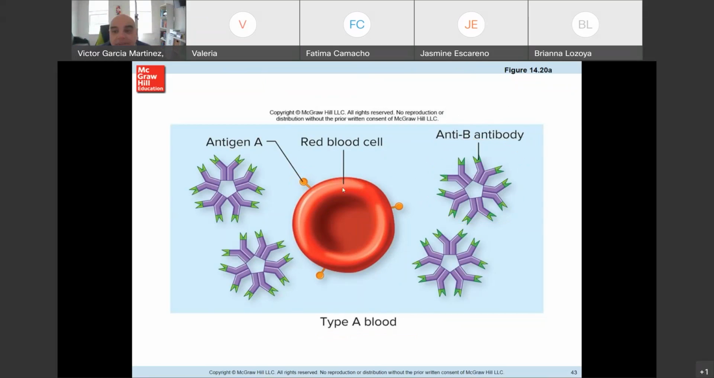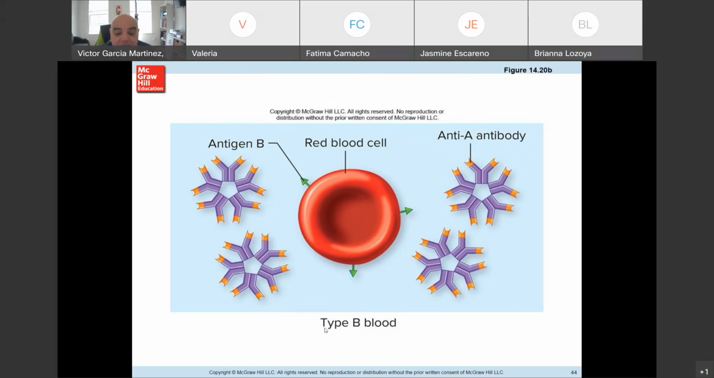Then we have, for type B, the opposite. We have antigen B and anti-A antibody. Can I receive type A blood if I'm type B? No, because they have antibodies against my blood, and I have antibodies against their blood.